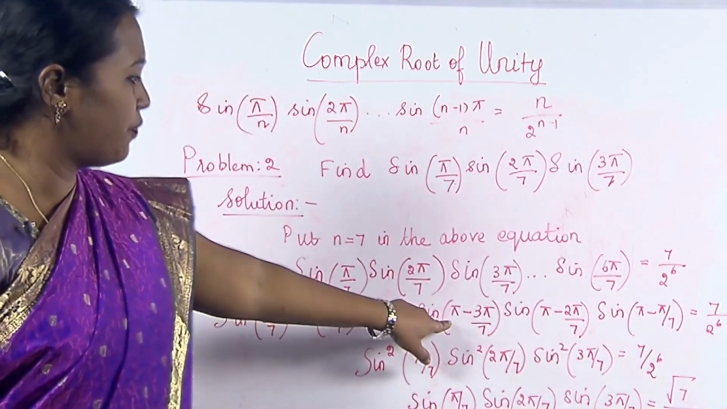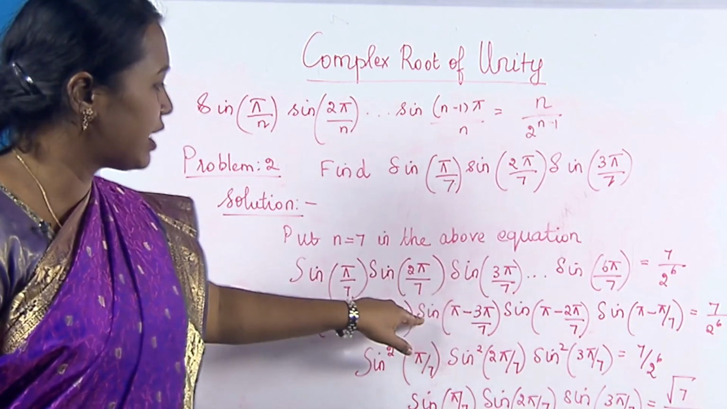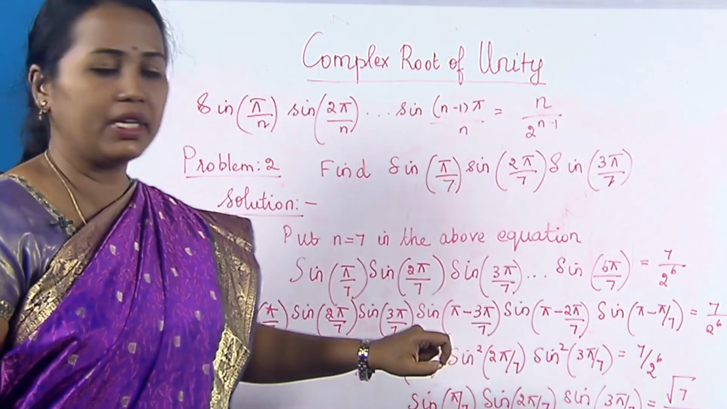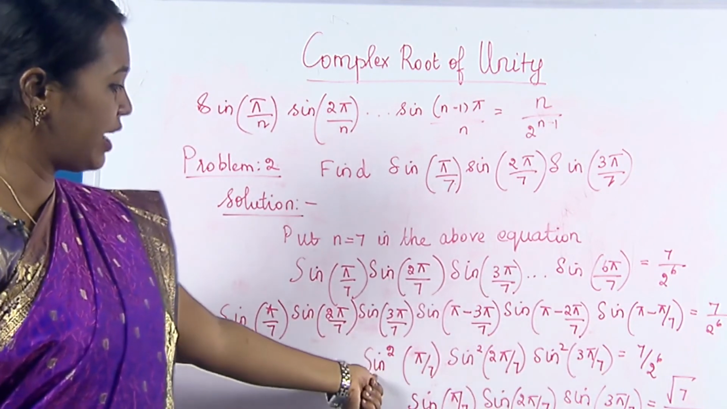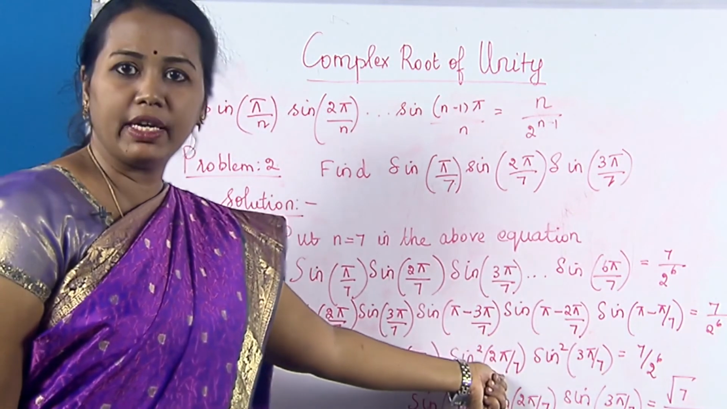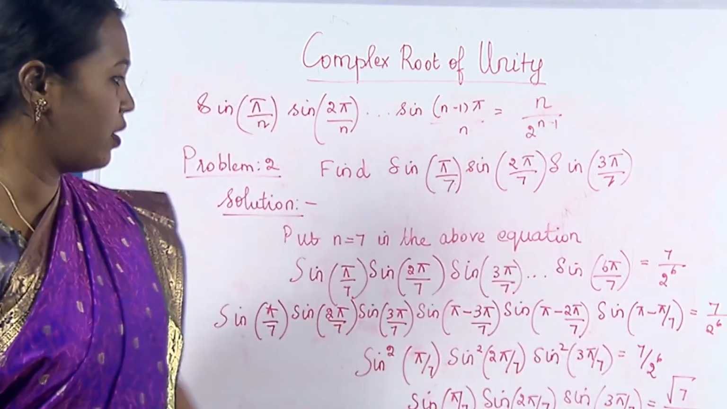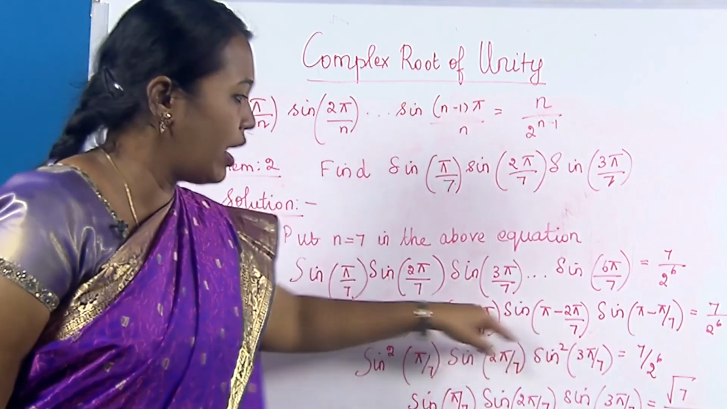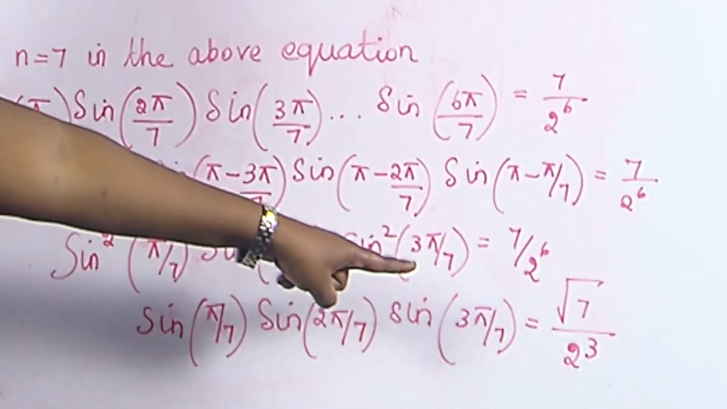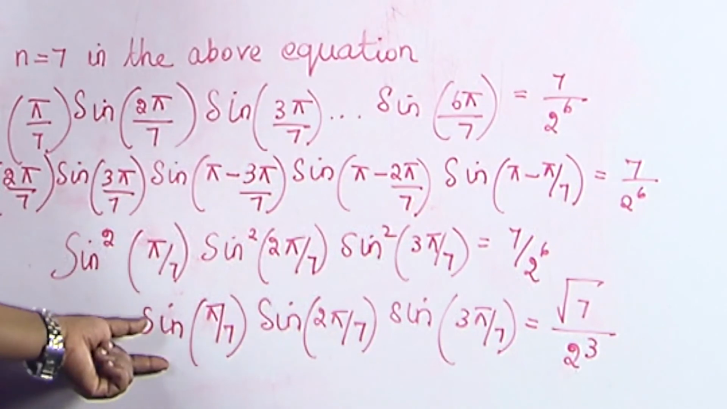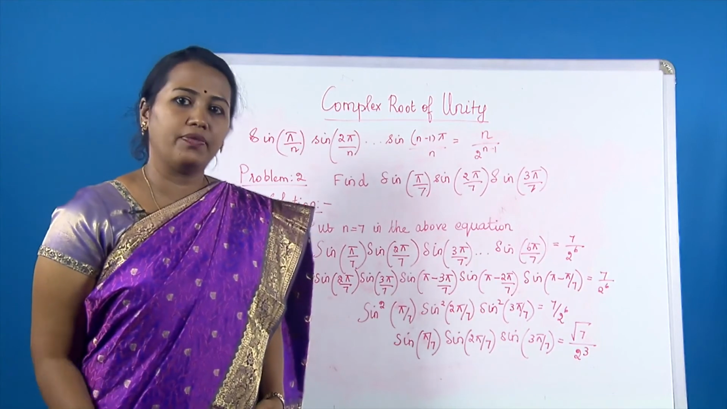And in this case, we know that sin of pi minus theta is sin theta, and therefore, these terms become sin 3 pi by 7, sin 2 pi by 7, sin pi by 7, and therefore, when you take the product, it becomes sin squared pi by 7, sin squared 2 pi by 7, sin squared 3 pi by 7. The right hand side is carried on, and we need to just find the square root in order to find the value of this term. So we take the square root, and so we have root of 7 by 2 cube is equal to sin pi by 7, sin 2 pi by 7, sin 3 pi by 7, and therefore, we have found the solution of this term.